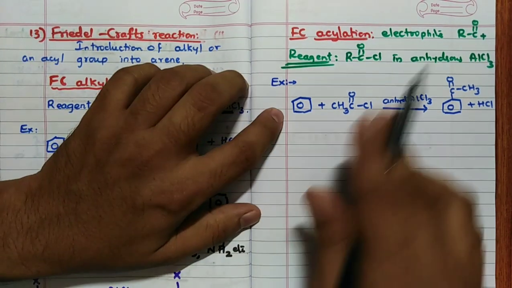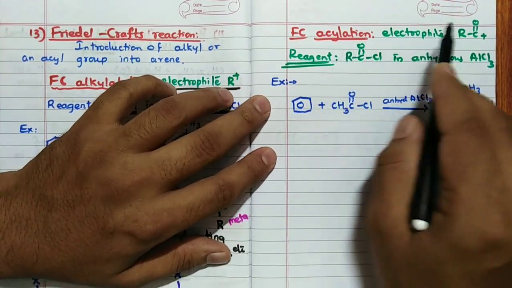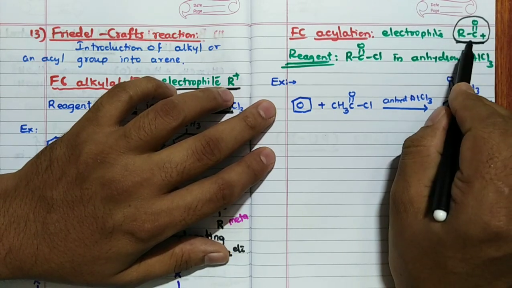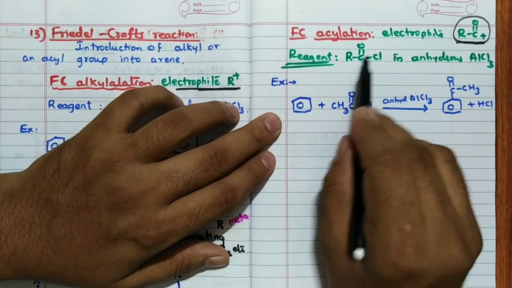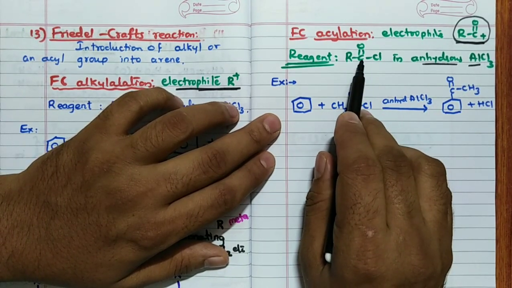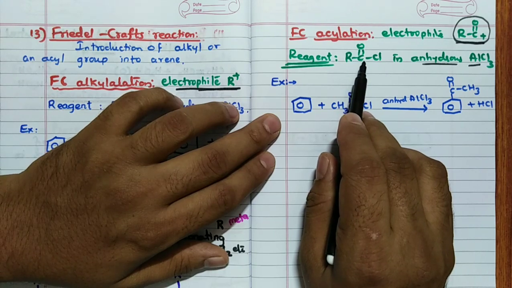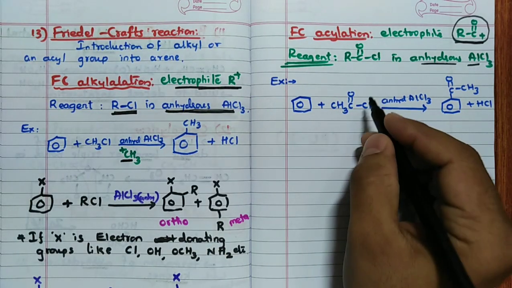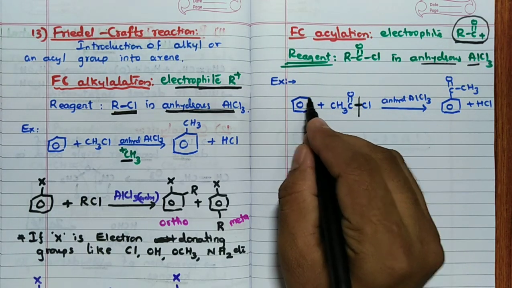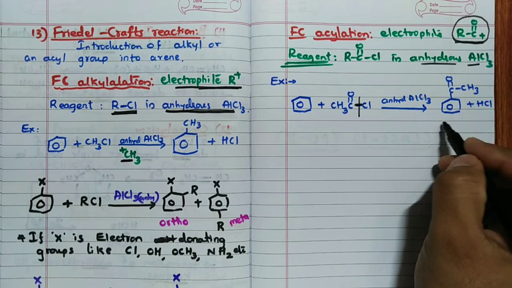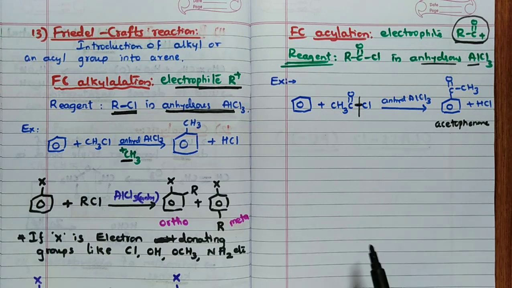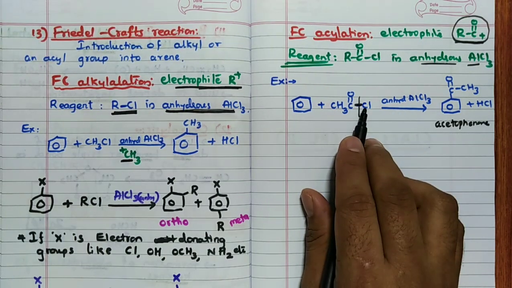Similarly, Friedel-Crafts acylation. What happens is the electrophile is RCO plus, that is the acyl group, remember. The reagent is once again RCOCl in presence of anhydrous AlCl3. Cl is removed, so there is a C plus charge on the carbon of this C double bond O. Now very simple, once again, this bond undergoes cleavage, so that C plus will attack on this carbon. Hence you are going to get acetophenone. The name of this is acetophenone. Remember, acetophenone. With anhydrous AlCl3, this Cl is removed.